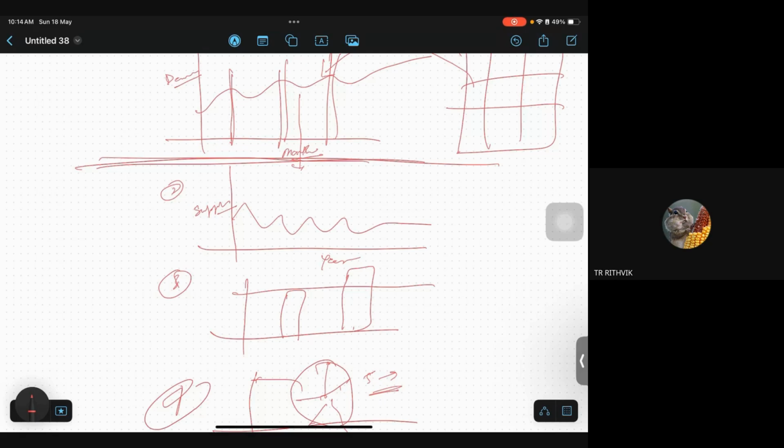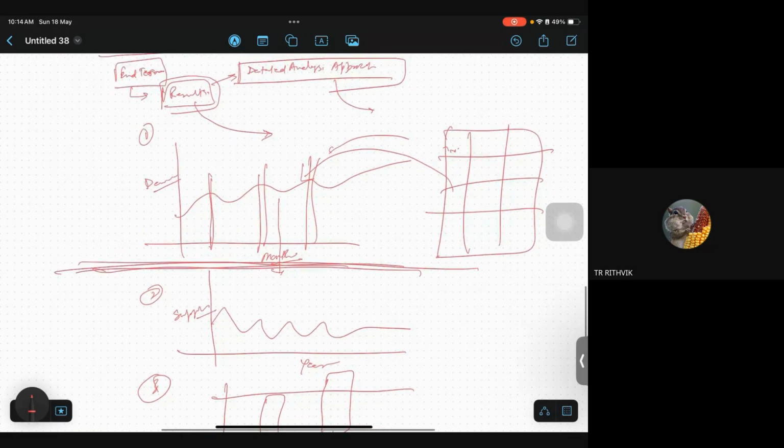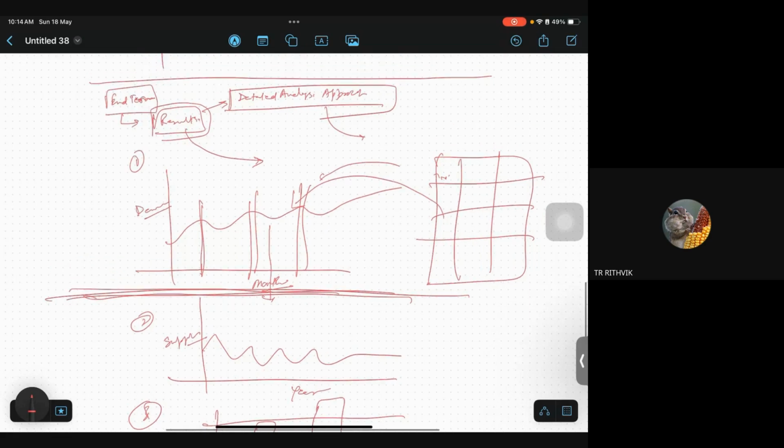So these are the things we are focusing on. Whatever you are giving in the results section, you need to clarify everything. The other thing is the detailed explanation and analysis approach. In this, what you need to do is something like this. Suppose you have given 3 problem statements.